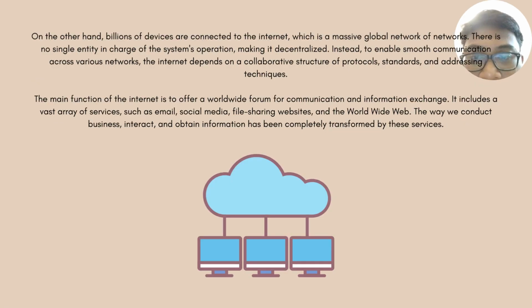On the other hand, billions of devices are connected to the internet, which is a massive global network. There is no single entity in charge of the system's operation, making it decentralized. Instead, to enable smooth communication across various networks, the internet depends on a collaborative structure of protocol standards and addressing techniques. The main function of the internet is to offer a worldwide forum for communication and information exchange. It includes a vast array of services such as email, social media, file sharing websites, and the World Wide Web. The way we conduct business, interact, and obtain information has been completely transformed by these services.